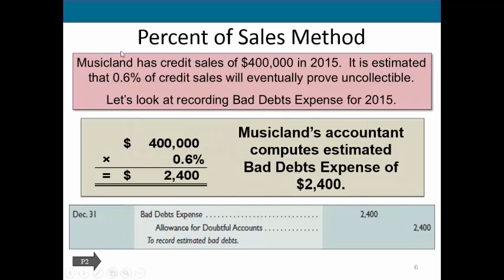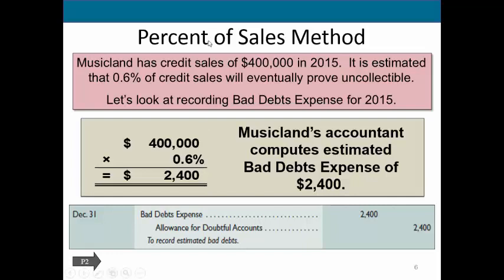So here we have a company, they had credit sales of $400,000, and they estimate that 0.6% of their credit sales will end up being uncollectible. So how do we record this? You can see we have the $400,000 in credit sales, multiply that by 0.6%, and that tells us we need to go ahead and recognize bad debt expense for the current period of $2,400.